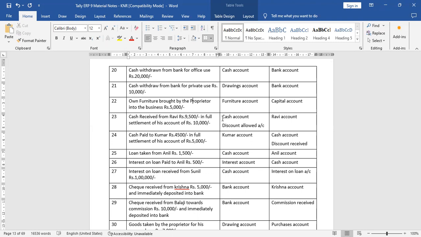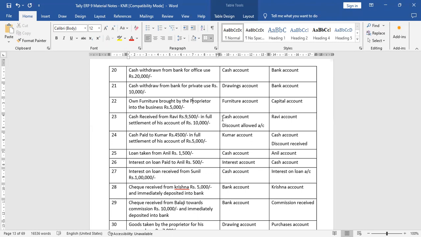Actual amount, how much amount? 5,000. Your company's actual liability is 5,000. But now your company is paying 4,500 in full settlement. Full settlement means you are closing that account.